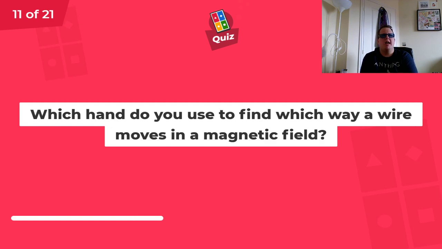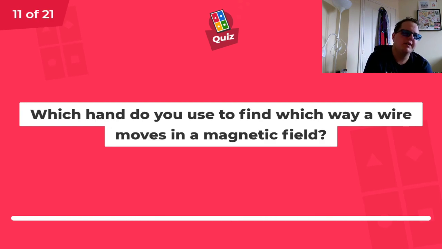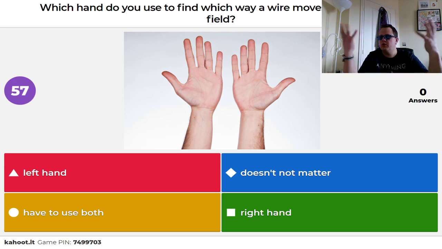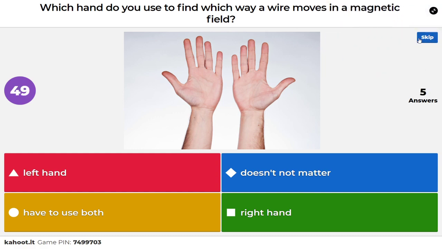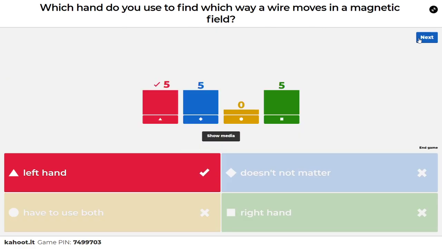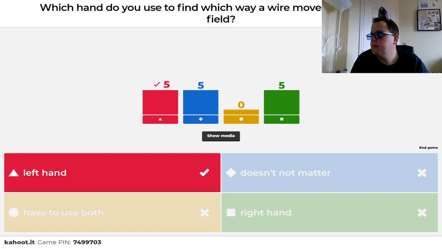All right. Which hand do you use to find which way a wire moves in a magnetic field? So which hand? Yeah, it's the left hand, Fleming's left hand rule.